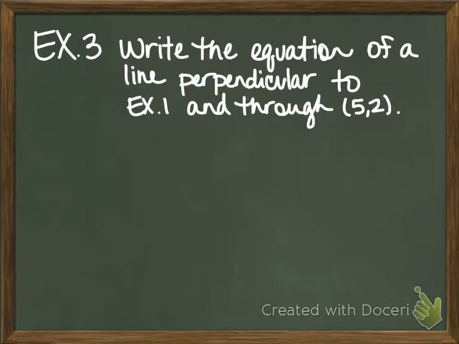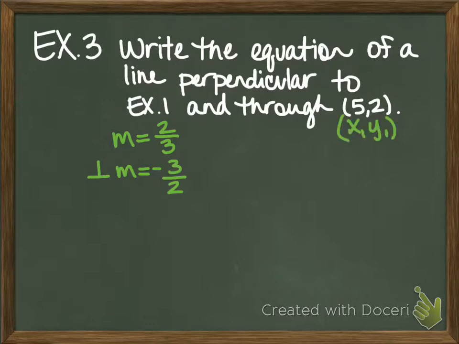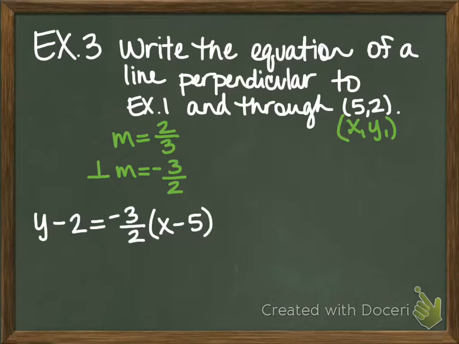Okay, our last example wants us to write the equation of a line that is perpendicular to example 1 and goes through the point (5, 2). The slope of example 1 was 2/3. For the perpendicular slope, you're going to flip it and change the sign. So that's going to be negative 3 over 2. And our x1, y1 is still going to be (5, 2). So when I plug into the point-slope formula, y minus 2 equals negative 3 over 2 times x minus 5.